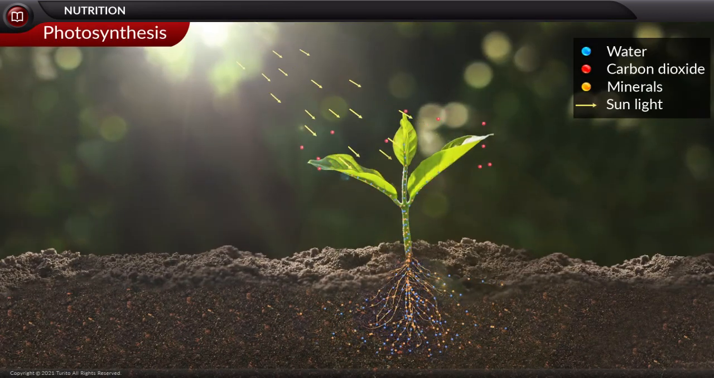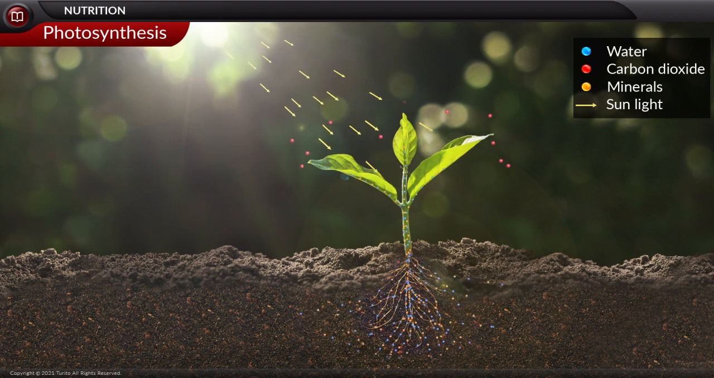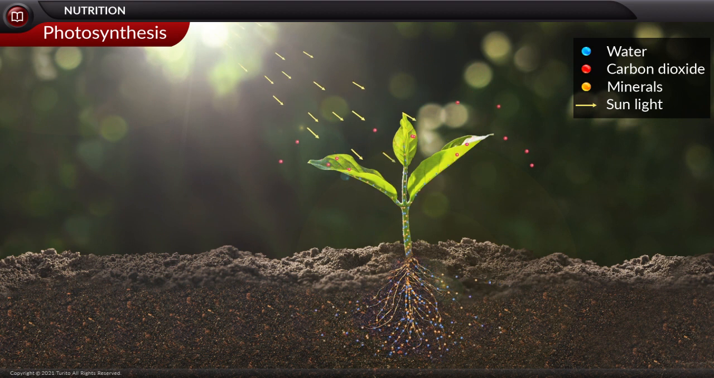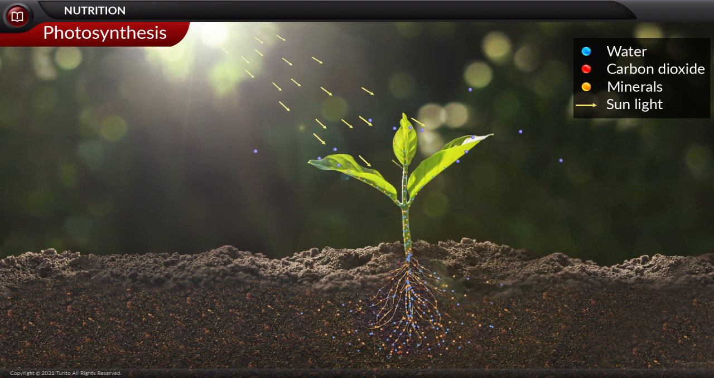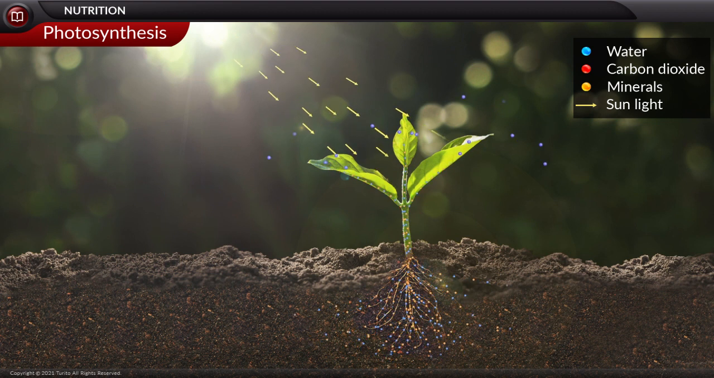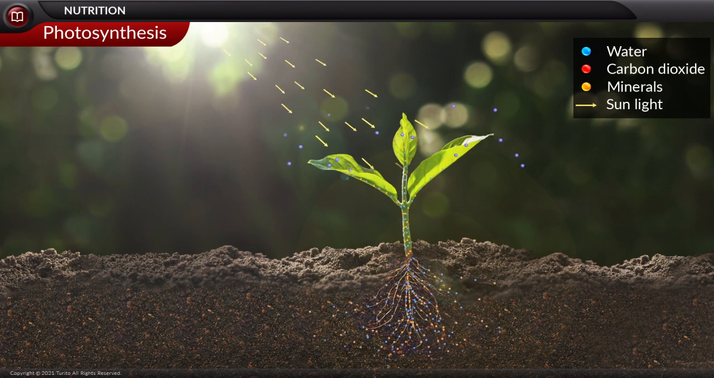For this process, the raw material required, like water and minerals, are taken up from soil. Carbon dioxide is taken up from the surrounding atmosphere. Light energy is taken from the sunlight. All the raw materials taken up by the plant are utilized in presence of chlorophyll, which is the light-absorbing pigment.